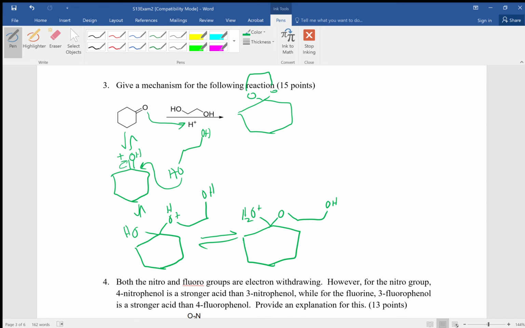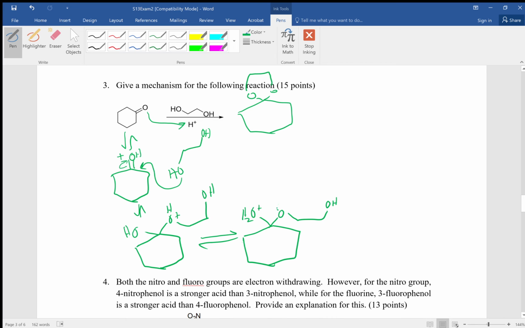So now we need to get the other alcohol to attack. And it might be instinct at this point to have the other OH just add in, kick out the water, and then we formed our 5-membered ring. But we can't do that here. And the reason we can't do that is that would essentially be an SN2 reaction with a tertiary leaving group.